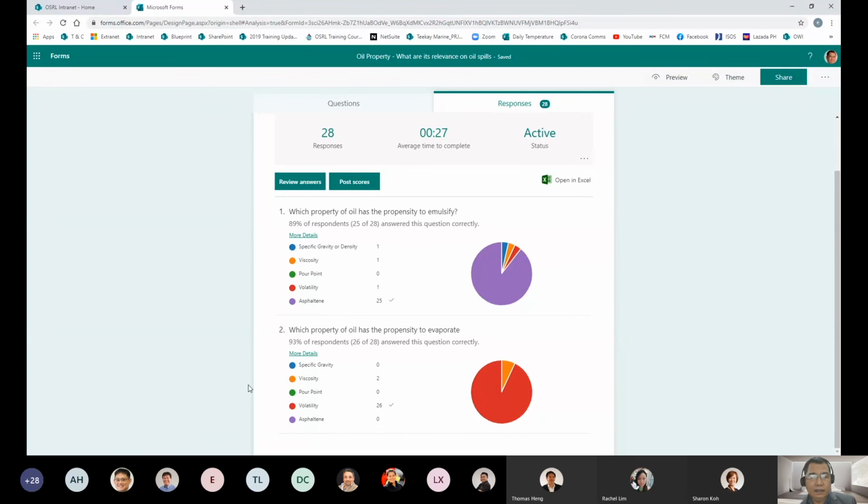Okay, and by the way, the correct answer is asphaltene. Asphaltene is the property of the oil that gives the propensity to emulsify. And as for the second question, the property of oil that has the propensity to evaporate, almost everyone got it correctly. 26 out of 27 got it correctly, which is volatility. Very good. So very good memory. Almost everyone remembers everything.